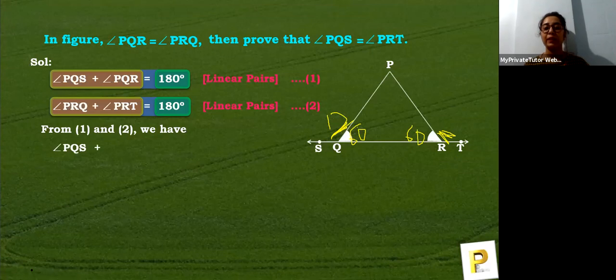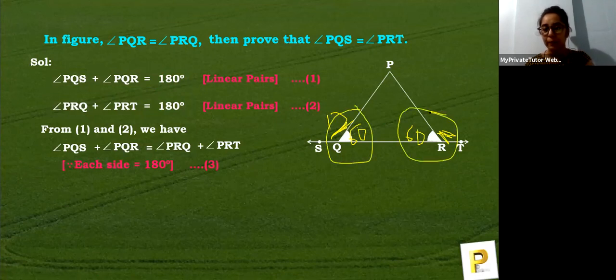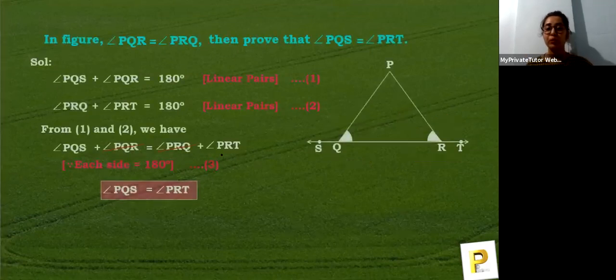So from 1 and 2, we have angle PQS plus PQR is equal to angle PRQ plus angle PRT. Each side is equal to 180. Angle PQR is equal to angle PRQ. So we'll cut. You can do this method as well. You can cancel out both of these angles because they are equal already. So what will be remaining? Angle PQS is equal to angle PRT, and hence proved.